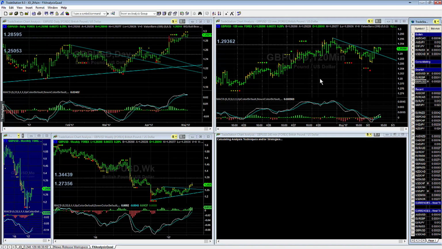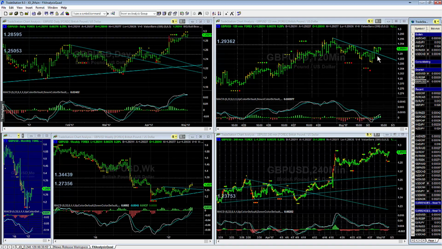And finally, with the pound US dollar, again, we've got another trend line. You can see a move up, and we're moving up towards this recent pivot here of 1.29362.